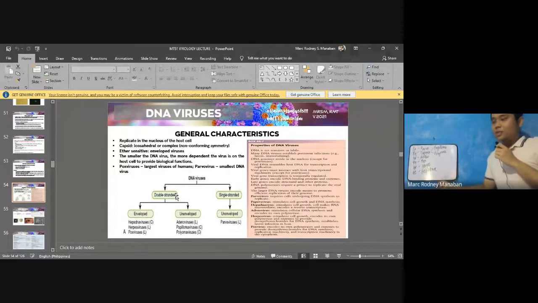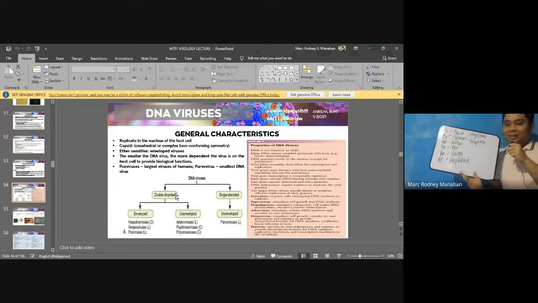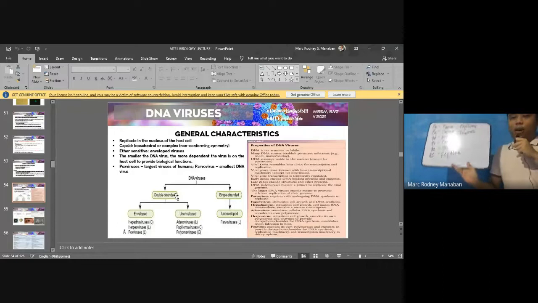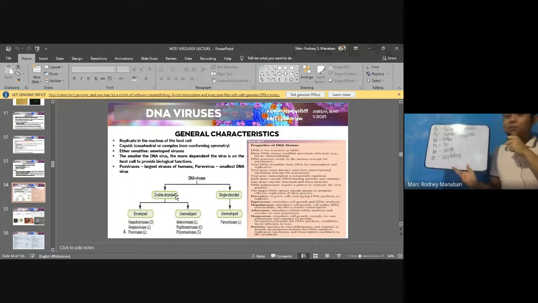Now, take note, this may come out in the exam: which of the following is a DNA virus? Number 1, papova. Number 2, papilloma. Number 3, herpes. Number 4, picornavirus. Number 5, togaviridae. So, take note of that, which of these are the DNA viruses. Your mnemonics will save you. Okay? Take note of this. Papa add po, hehe. Very effective, I still remember it until now. So, these are your DNA viruses.